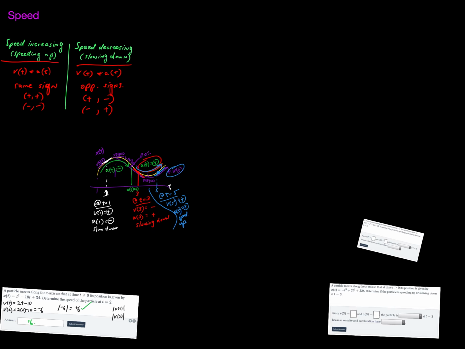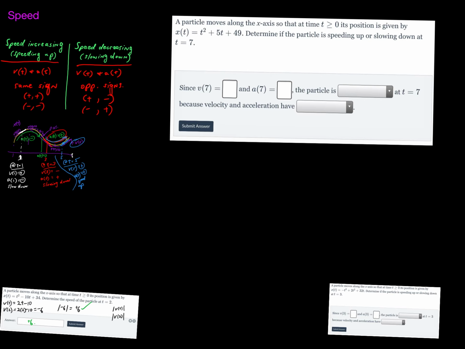Now let's do a problem. A particle moves along the x-axis, for time greater than or equal to 0, and is given by this position function, and we want to know, is the particle speeding up or slowing down at time 7? Well, we kind of just showed you graphically. Now let's do it algebraically.